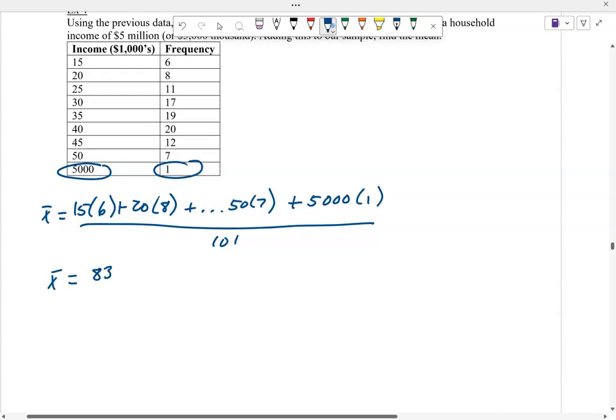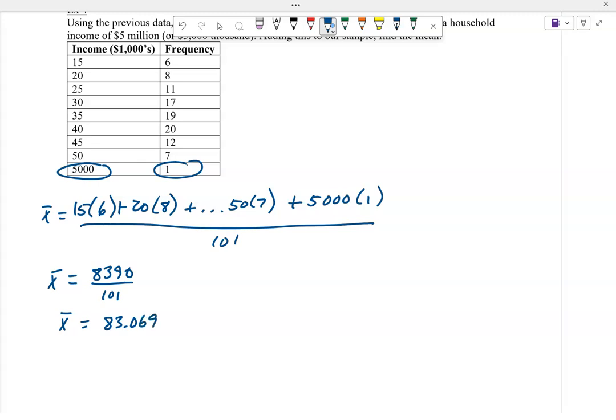Well, this ends up being 8390 over 101, which is 83.069. So substantially different, right? Before Elon Musk moved in, the mean household income was 33,900. Now it's 83,069, because Elon Musk moved in, this outlier that really messed up our data. Does that make sense? It's not very accurate. It's not a good measure of central tendency.